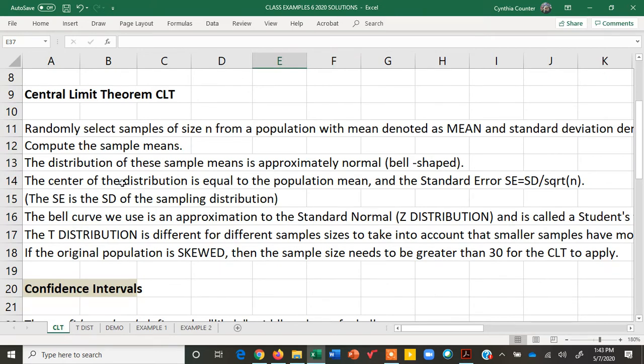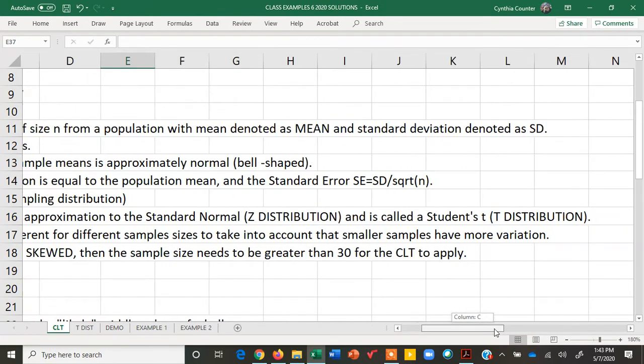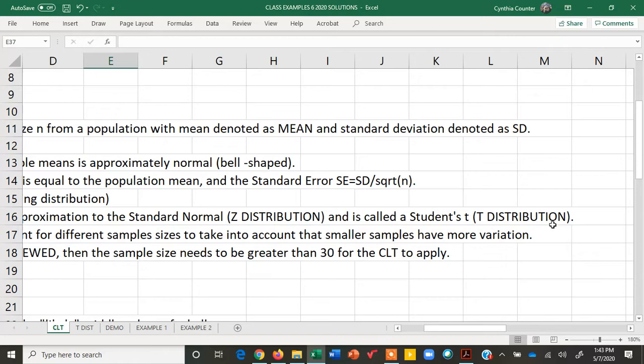So when we go back here, we're going to get a roughly bell-shaped distribution. The center of that distribution is equal to the population mean, so in this case 50, and the standard error, in this case 3.8. And this reminds you, standard error is the standard deviation of the sampling distribution. The bell curve we use as an approximation is the standard normal. The standard normal we call the z distribution because its random variables are denoted with z's. The approximation is a t distribution called Student's t, and its random variables are t's.